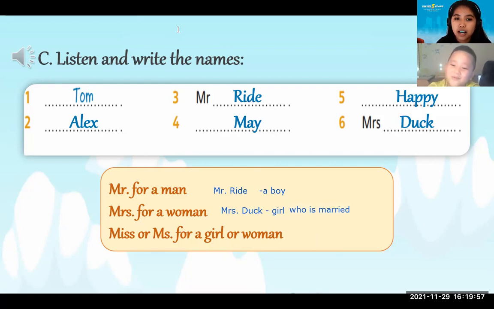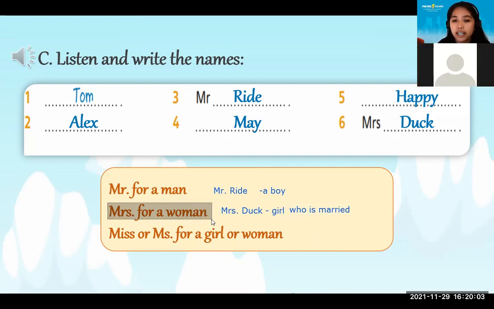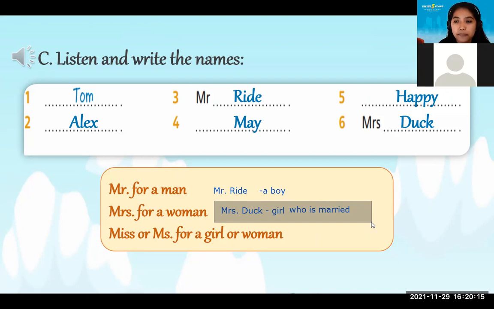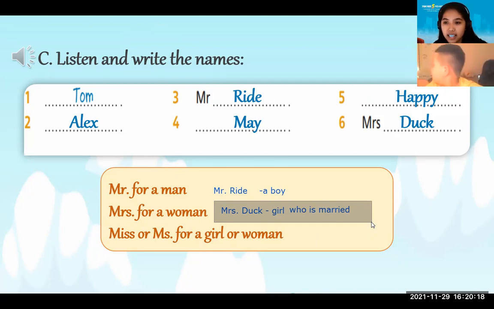Okay. So kindly look at your screen here. Mrs. is for a woman. For example, we have Mrs. Duck. Mrs. Duck is a girl who is married. Okay, Haimin, do you understand, teacher? Yes?